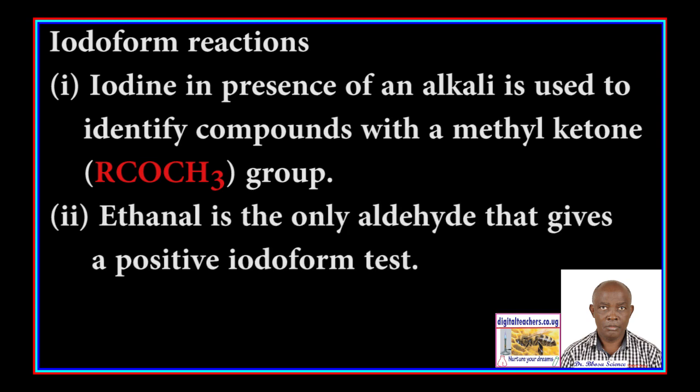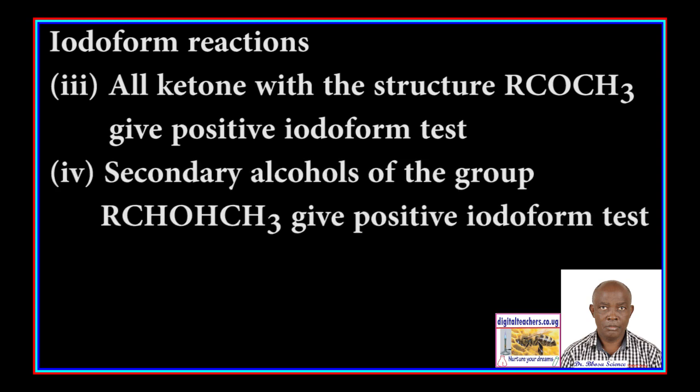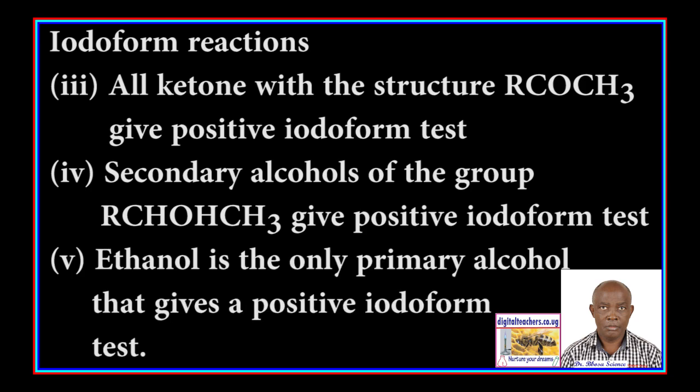2. Ethanal is the only aldehyde that gives a positive iodoform test. 3. Ketones with the structure RCOCH3 give a positive iodoform test. 4. Alcohols with a hydroxyl group on position 2 give a positive iodoform test. 5. Ethanol is the only primary alcohol that gives a positive iodoform test.